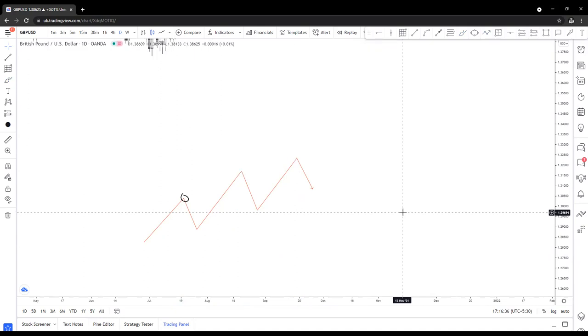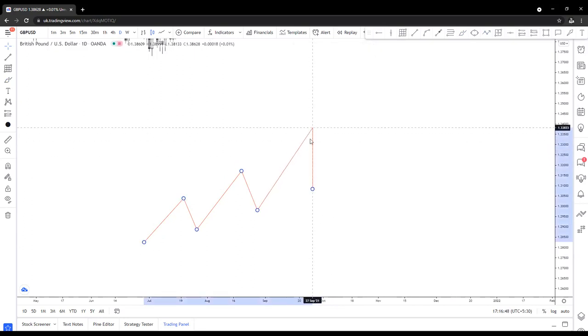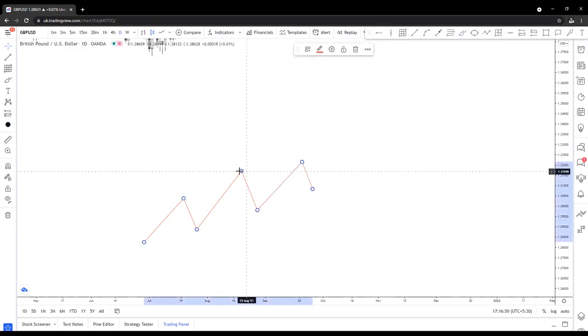The reason they do this is because they know that price is in an uptrend. So once a higher high has been taken out, they know that price has to continue higher, because if this is being taken out, price has to go back higher, right? Because we're in an uptrend.